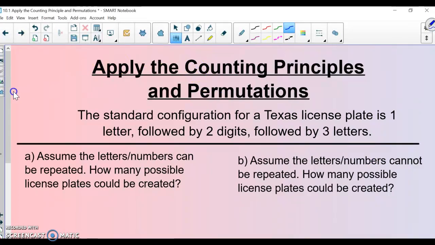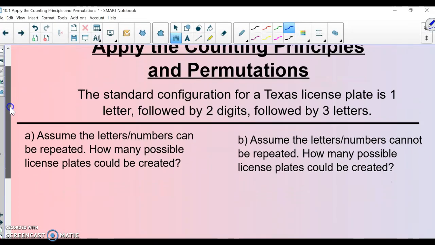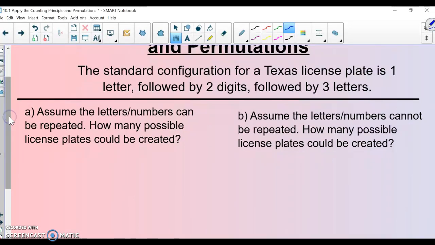On your upcoming quizzes and tests, and these types of problems in general, license plates are going to be really common examples for this. So I have no idea if this is true, but it says Texas license plates go 1 letter, 2 digits, 3 letters. Question A says how many different possible license plates could be created if we say that the options can be repeated.